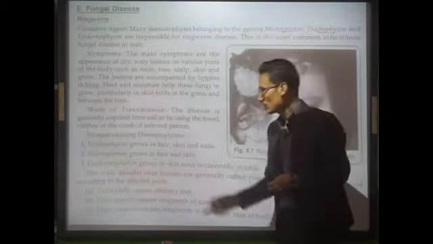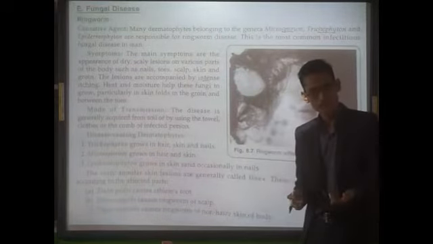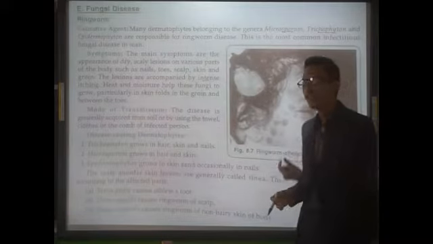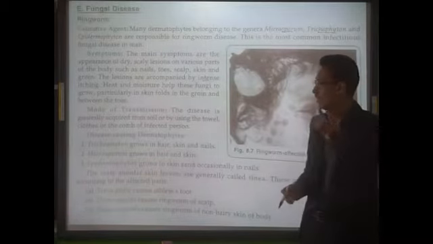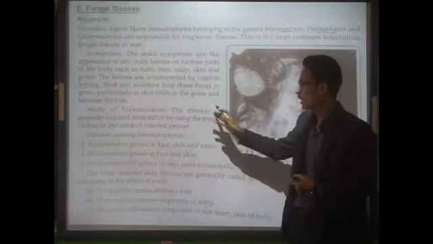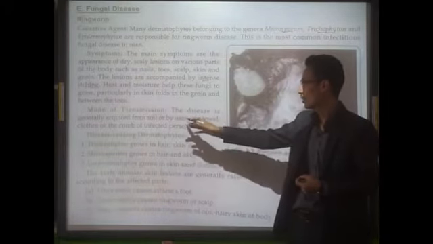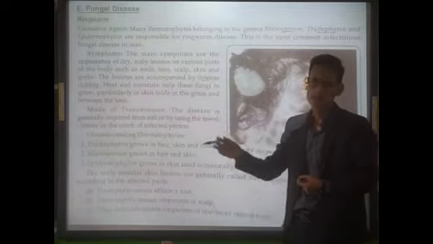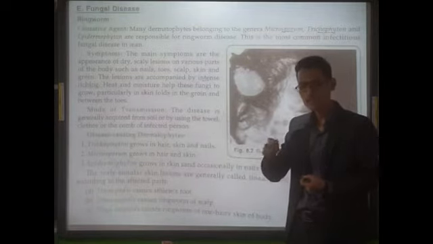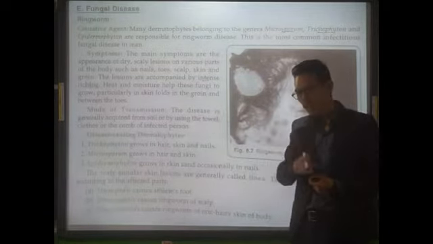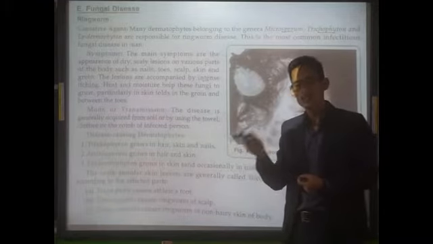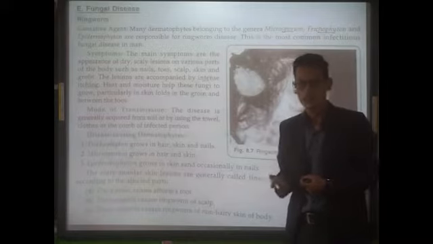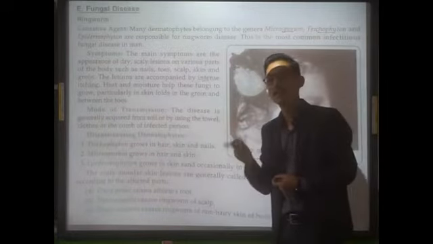Now, mode of transmission: it is a highly communicable disease. It spreads rapidly from an infected individual to healthy individuals. The disease is generally acquired from the soil or by using the towels, clothes, or the comb of an infected person. So if any articles are shared between infected and healthy individuals, then ringworm can easily be transferred. It is a highly communicable disease.